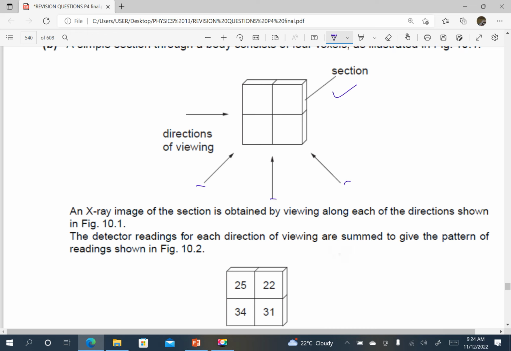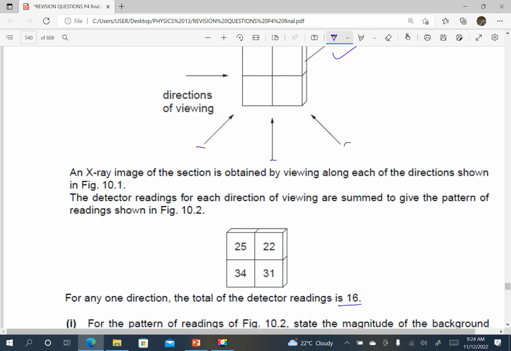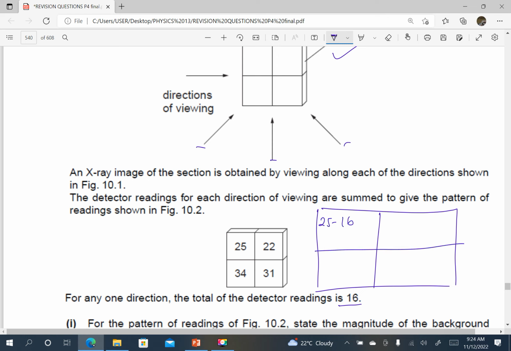Okay, perhaps you have come up with the same values, but just for completeness, let me remind you of the working. So I will redraw the detector readings. We have 25, I subtract the background, I divide by 3. I have 22 minus the background, divide by 3. 34 minus the background, divide by 3. 31 minus the background, divide by 3. So you must have got the following values.